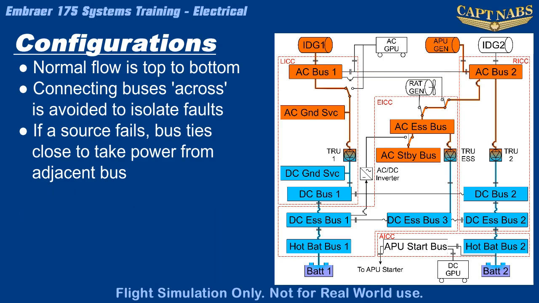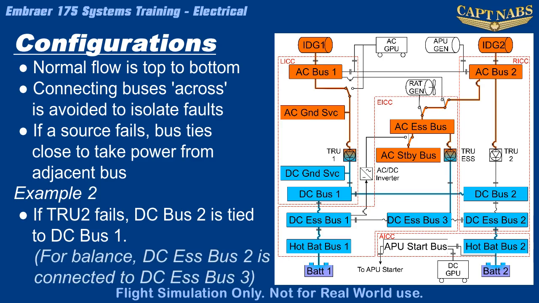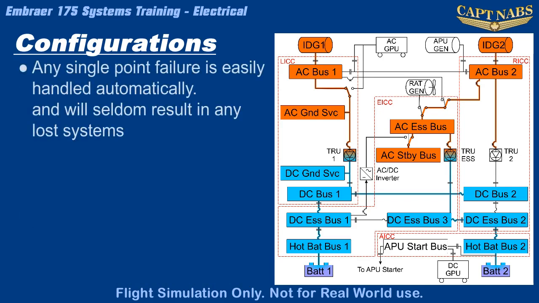The DC buses operate in the same fashion. While normally isolated, if TRU2 were to fail, the system would connect DC Bus 1 and 2 together to power all of DC Bus 2 systems from TRU1. Note that then to balance this load, the system will disconnect DC Bus 2 and DC Essential Bus 2 and switch to powering the DC Essential Bus 2 from the DC Essential Bus 3, thus sharing some of the load with the essential TRU. In almost all cases, a single point failure in the electrical system will result in reconfiguration without any crew action or lost systems.